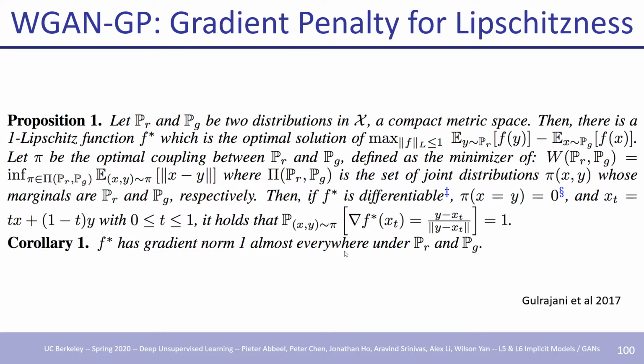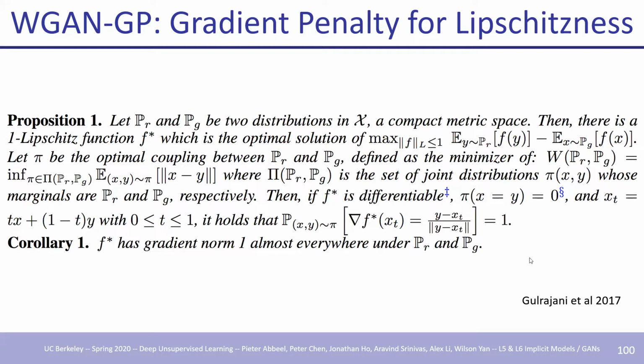It says almost everywhere. I think all of this is just probability related. Saying it's almost everywhere means that the probability of it is 1 under pi of x. This is just probability talk for more formal mathematics. But all it's saying is f star has gradient norm 1 under PR and PG.